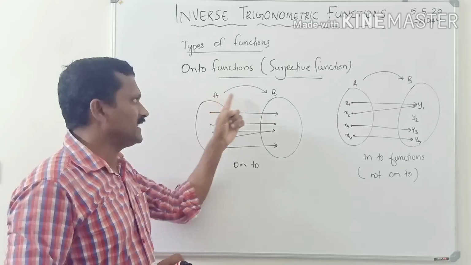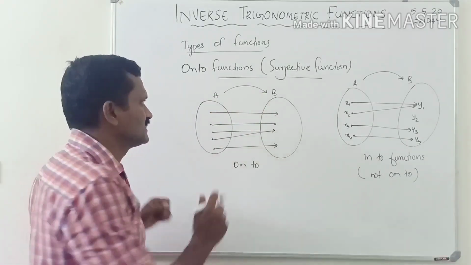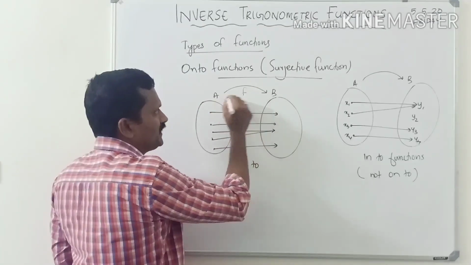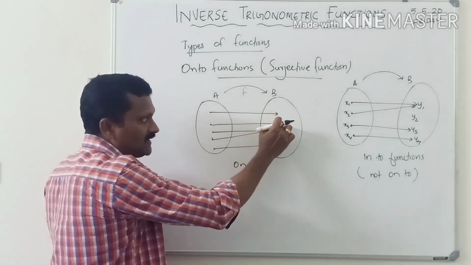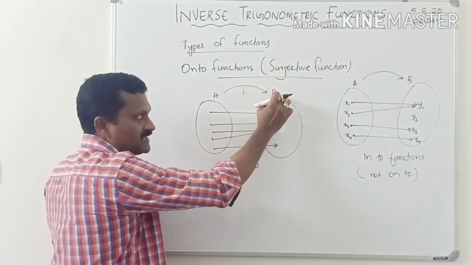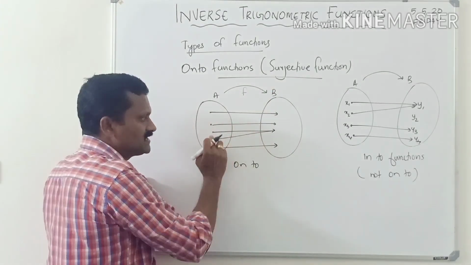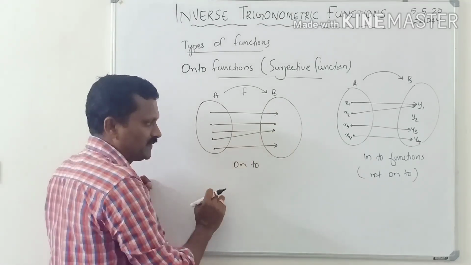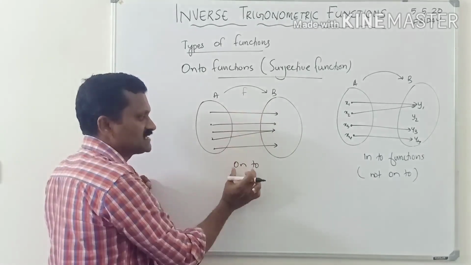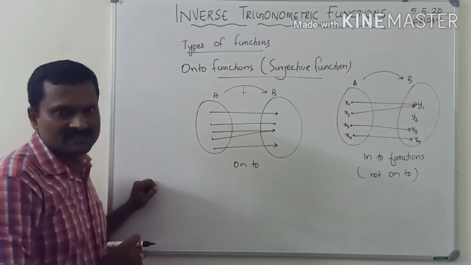That is, A and B are two sets. A function f from A to B is defined like this. Now, all the elements in set B, that is the codomain, have at least one pre-image. No elements are free in the codomain, so such functions are called onto functions.